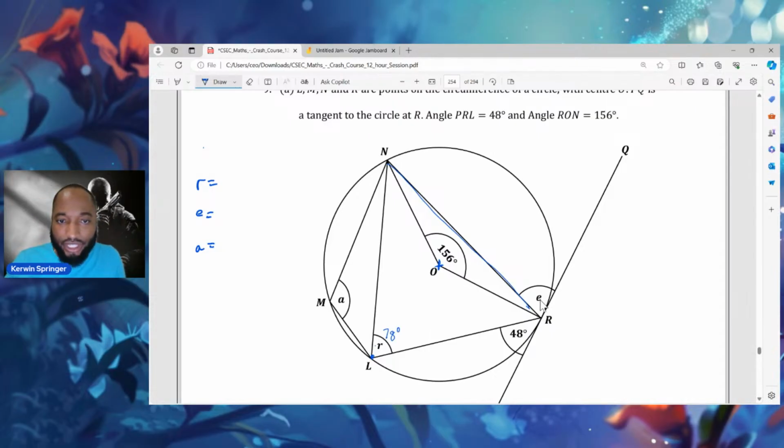E. What's the answer for E? Next one is E. How do we find E?